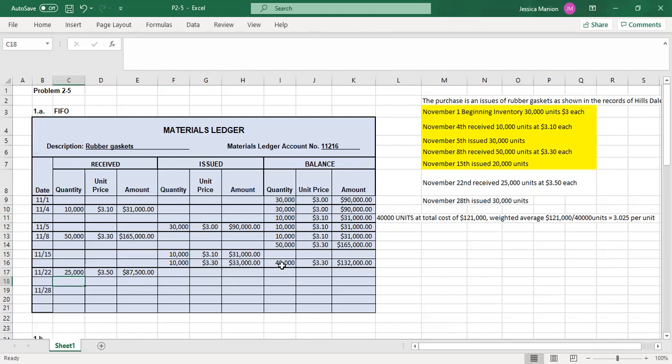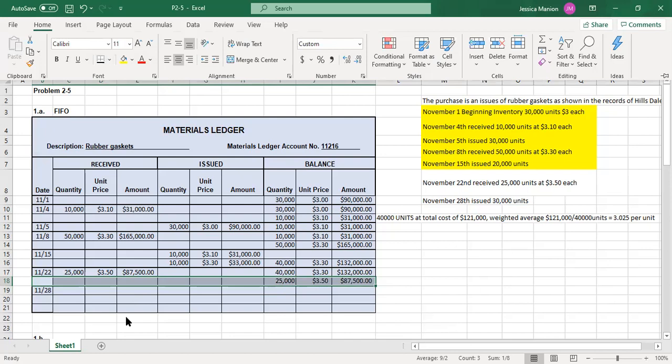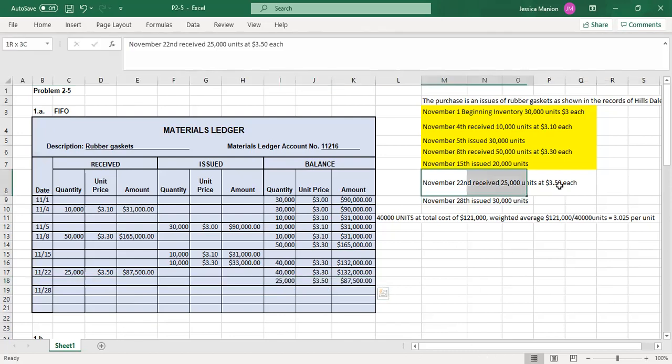$87,500. Okay, so we had 40,000. Now we just received or basically purchased another 25, right? So now ending inventory is 40,000 units that cost $3.30 each and 25,000 units that cost $3.50 each is what we would have there.